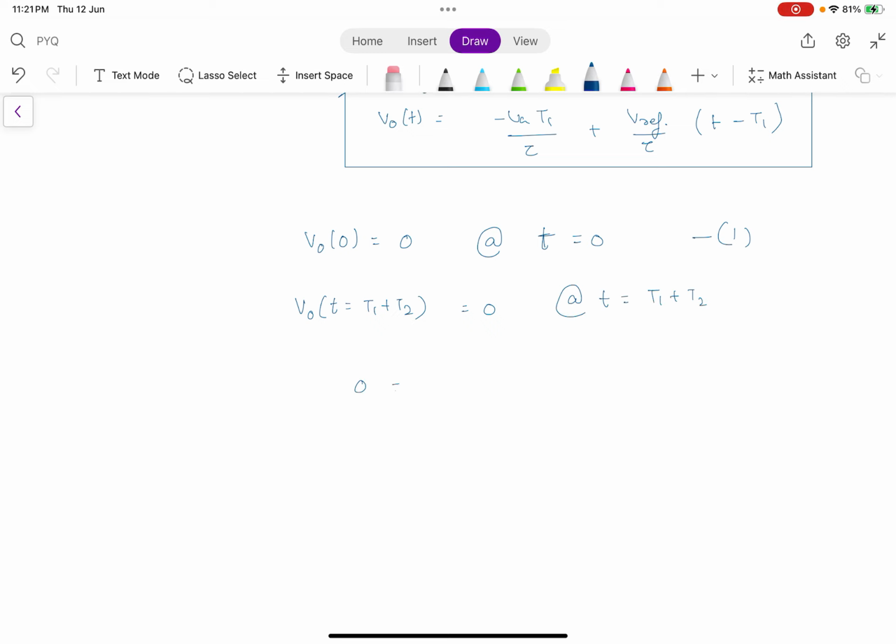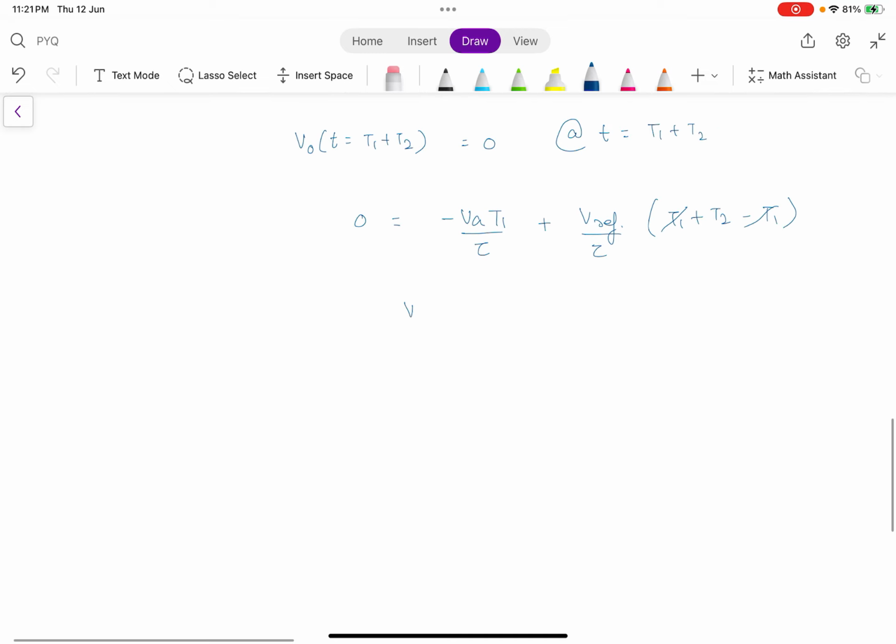If we put this value, we will get minus VA t1 over tau plus V reference over tau into (t1 plus t2 minus t1). This will cancel out. Tau will also get cancelled, and we will get VA t1 is equal to V reference into t2. This is your equation, the most important equation which will answer the above question.